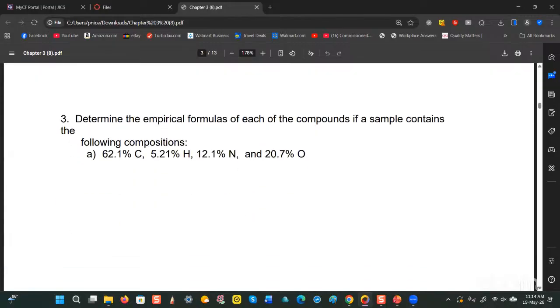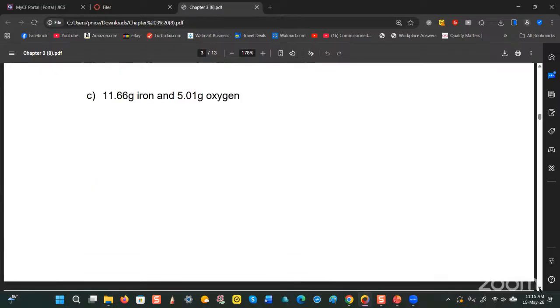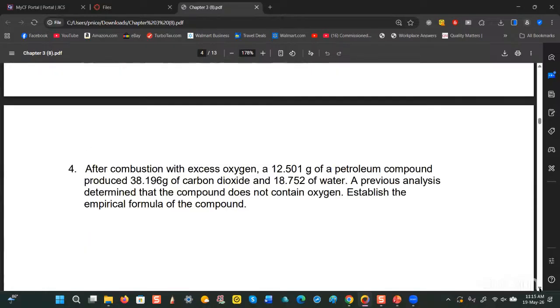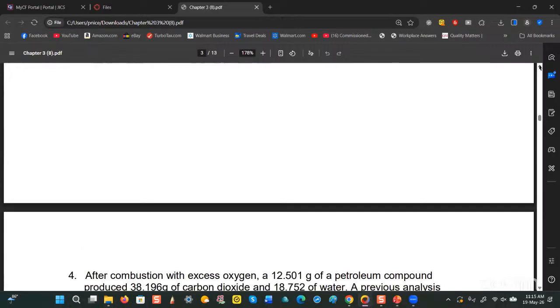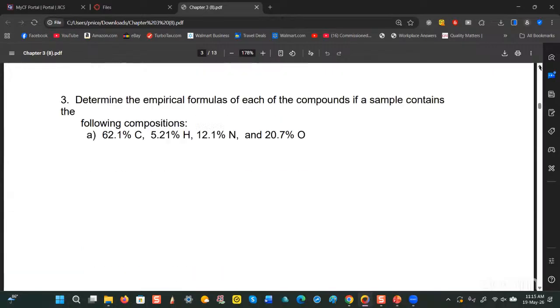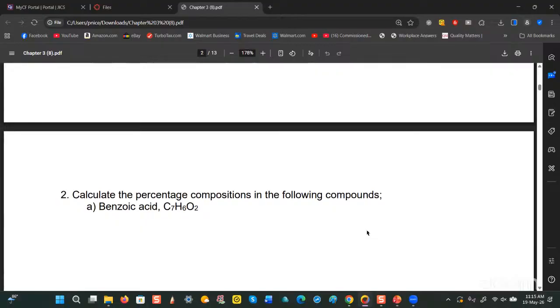And then number 3 is like the examples that we just did. You're given percentage data and you're asked to determine the empirical formula. Let me just look further down. All right, so 3, A, B, C, you should be able to do. Those are the questions I want you to focus on right now, questions 2 and 3. And if you have any questions, of course, please feel free to ask, all right?